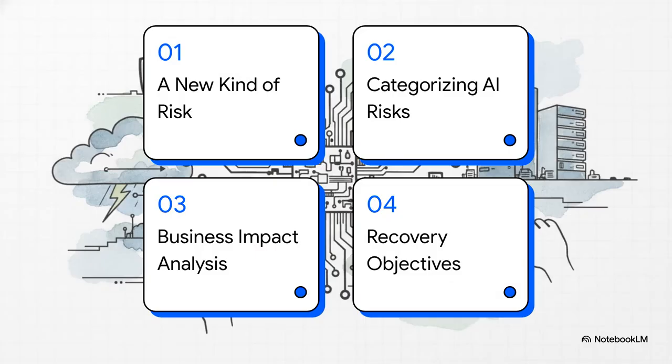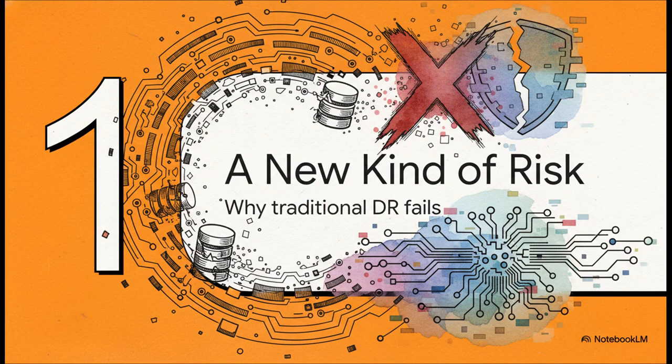To really get our arms around this, we're going to walk through 4 key steps. First, we'll nail down why AI presents a new kind of risk. Then we'll look at a way to categorize all those vulnerabilities. After that, we'll connect the dots to the real-world business impact. And finally, we'll talk about setting the right recovery objectives, which you'll see go way beyond the basics. All right, let's jump in.